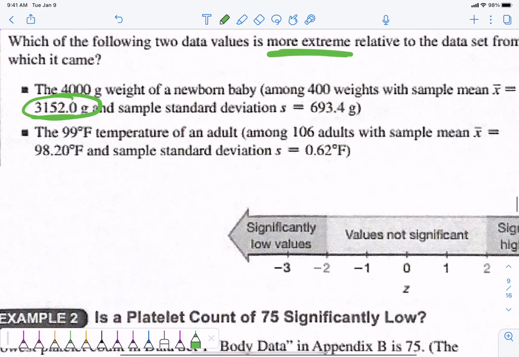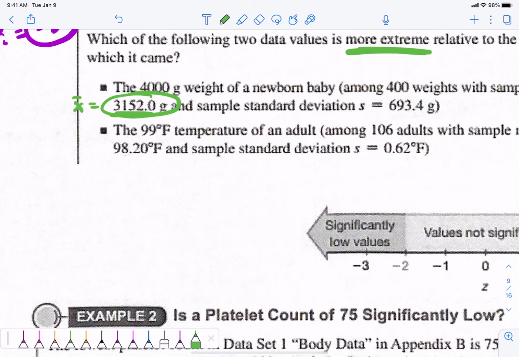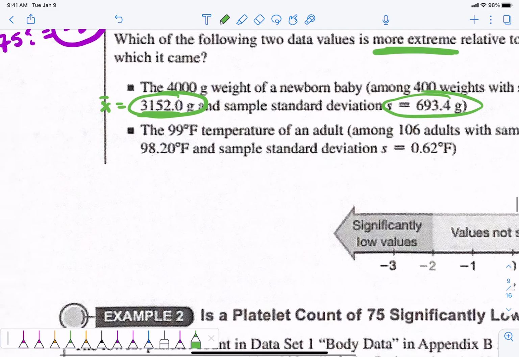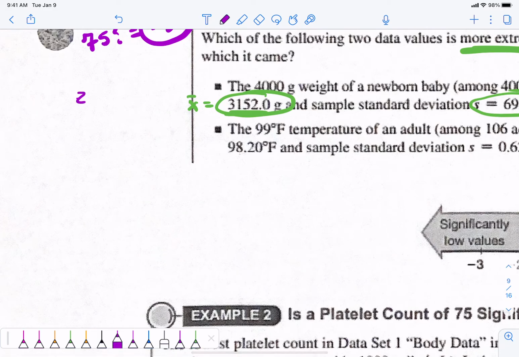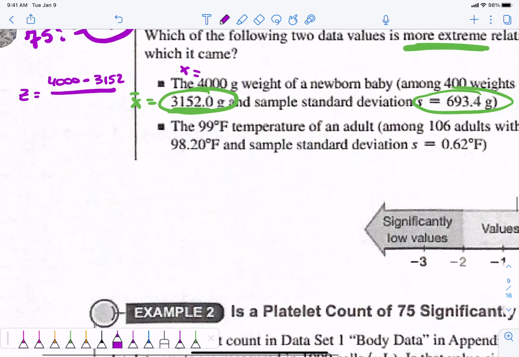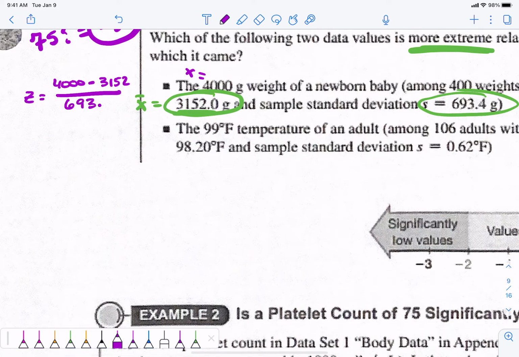So we have the average. This is the X bar. We have the standard deviation, which is this guy, and we have the value that we're going to use, which is 4,000. Okay, so let's figure out the Z-score for this top bullet point. And so we do X minus X bar. What is X in this case? 4,000. X is my value, 4,000. And we subtract 3152. And we divide by the standard deviation, which is 693.4. Are we going to be above average or below average? Above. So our Z-score is going to be a positive number, okay? So let's figure out what that positive number is.